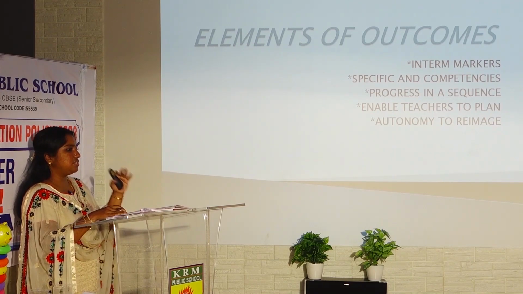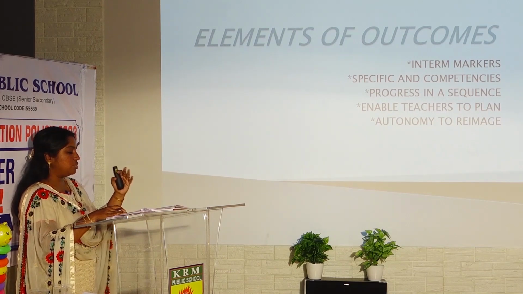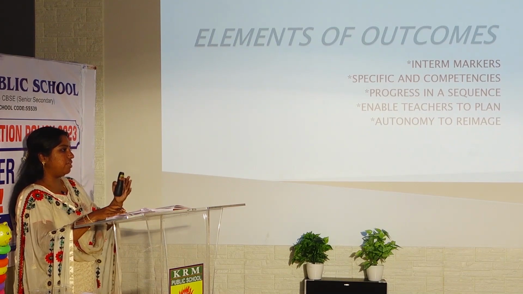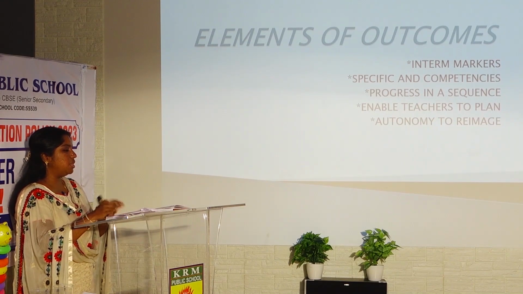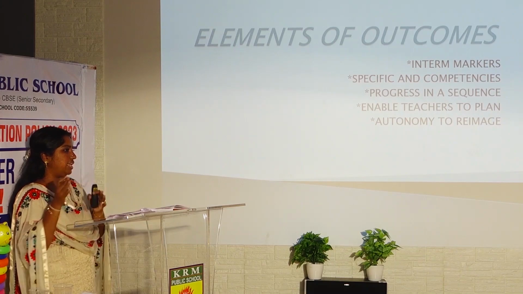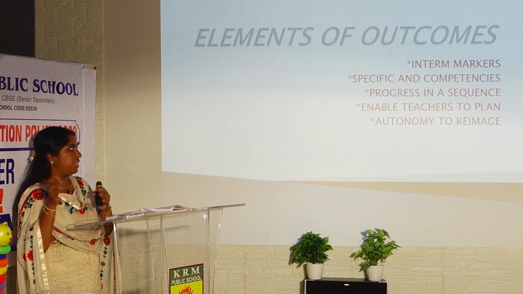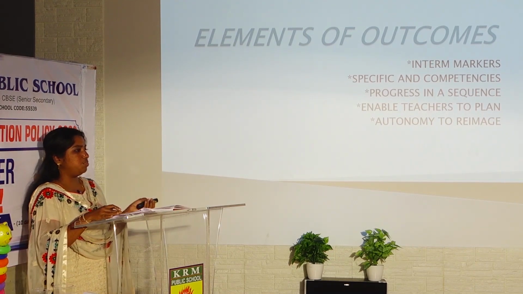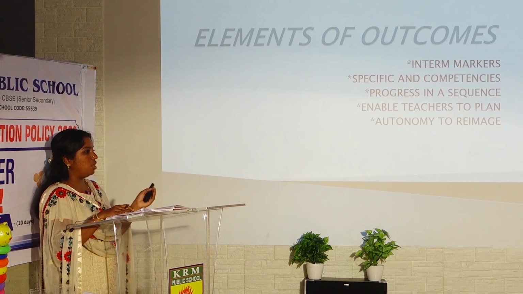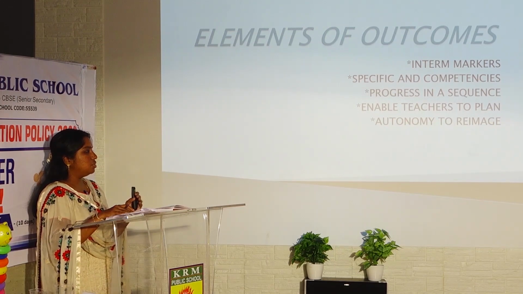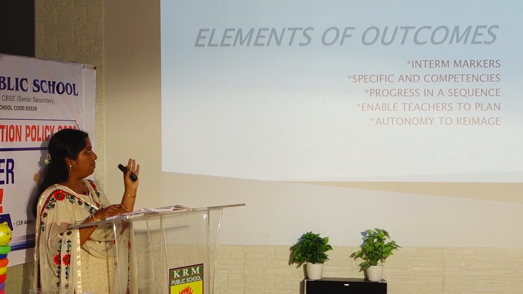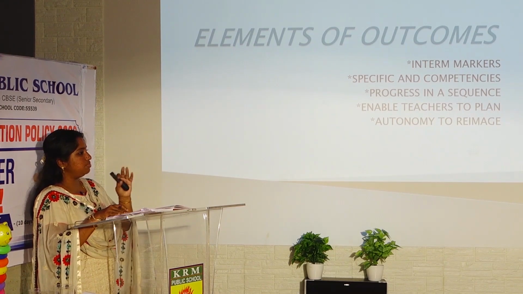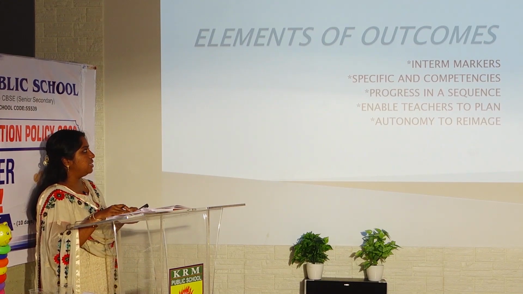The 3-year-old child has to get these outcomes. The 4-year-old child has to get this outcome. So there is a separate segment for each and every year. So, specific competency. For example, a child is born. A child is able to walk only at the age of 1. So the specific outcome should be related to the specific year the child is in.